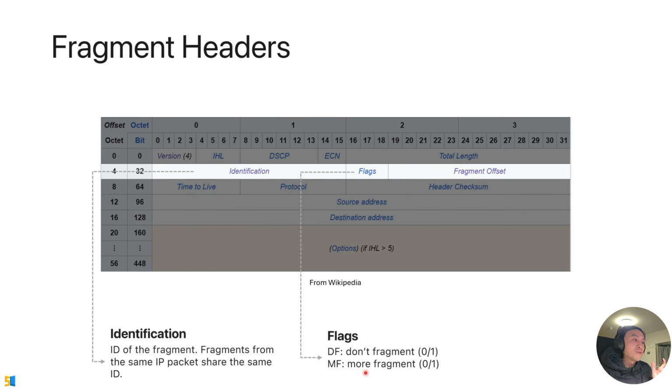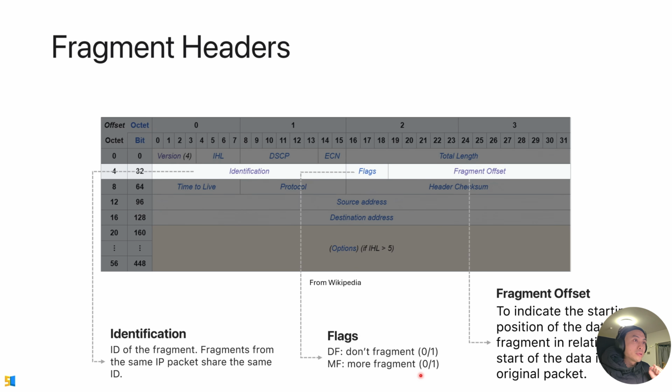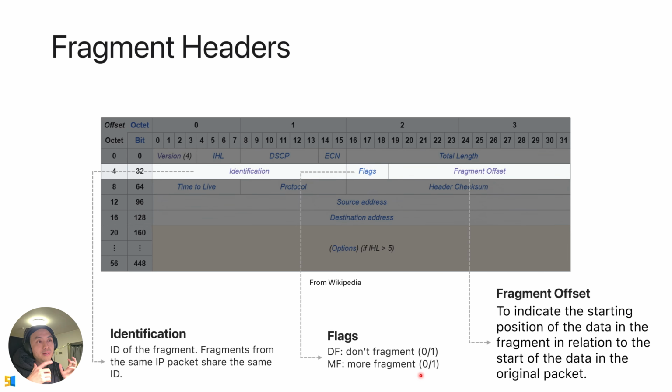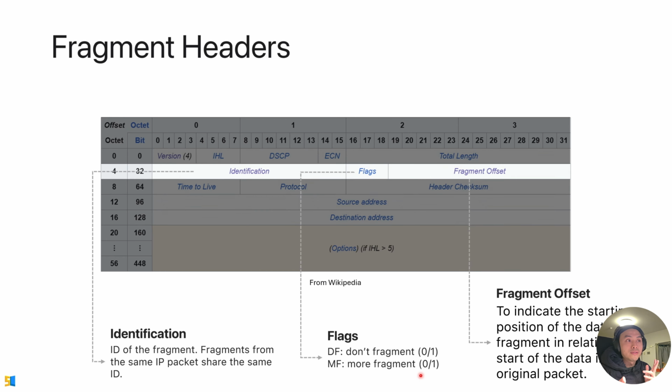MF means more fragments. 0 means there are no more fragments coming, which means this is the last fragment. 1 means there are more fragments coming, so you need to wait. And the last is fragment offset. So this is the offset number of the fragment, right? Because we need to chunk it down and we need to know the positions. So this is the offset of that chunk's position in 8-byte units.